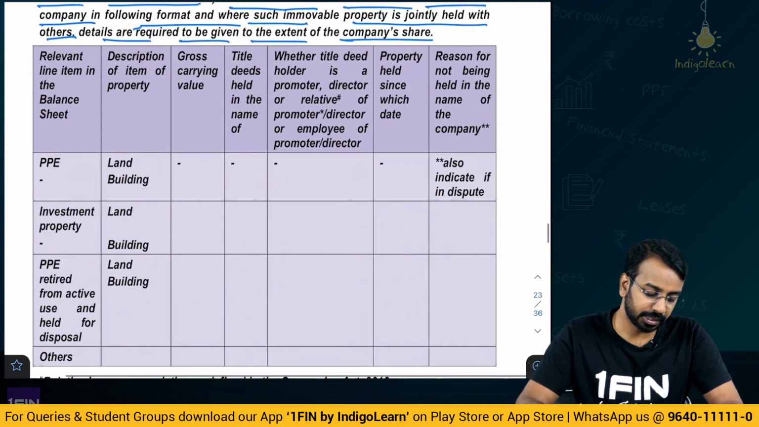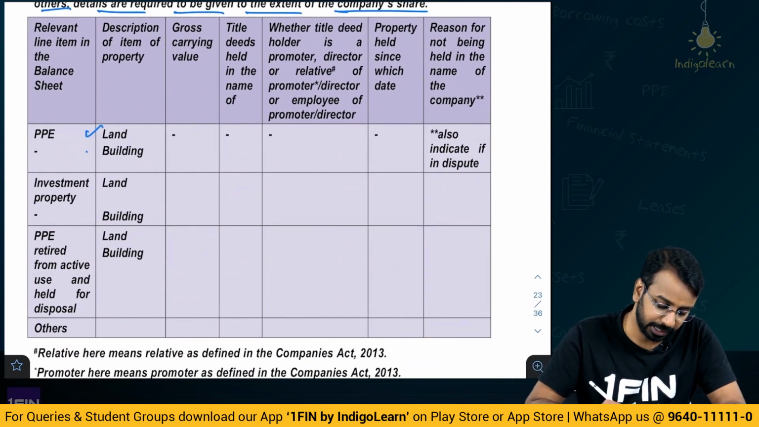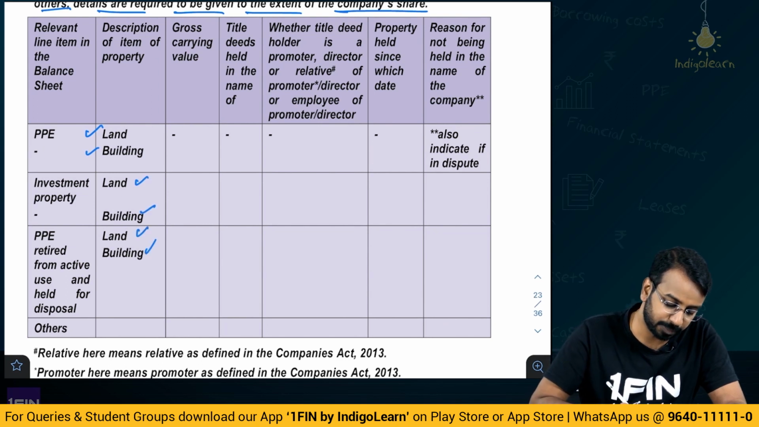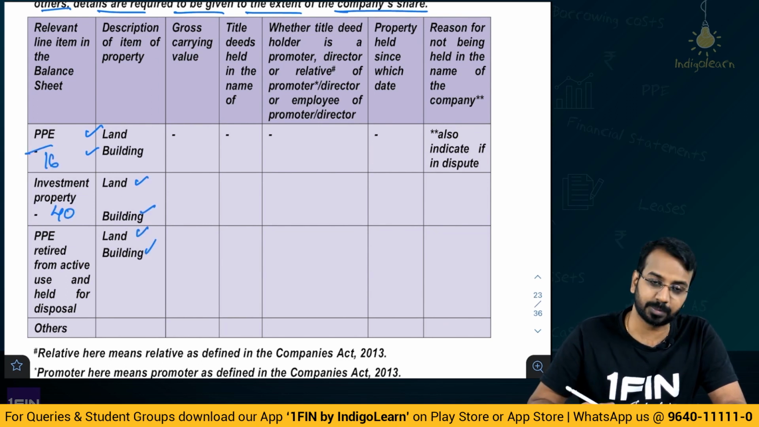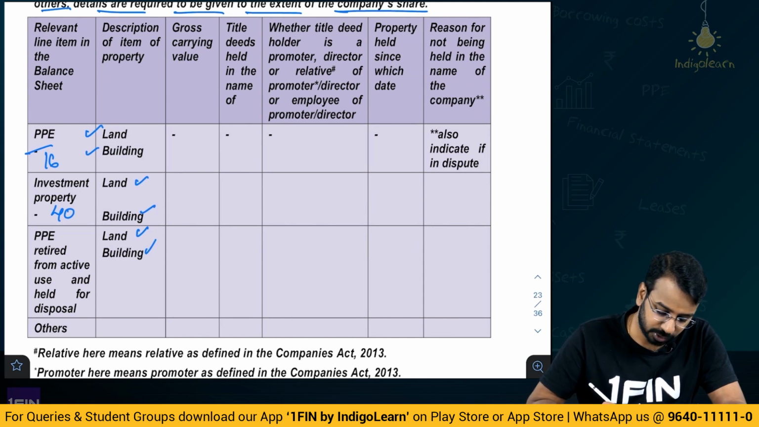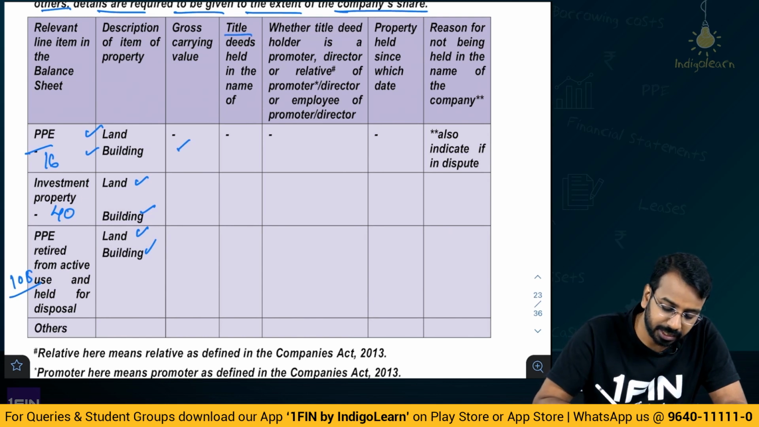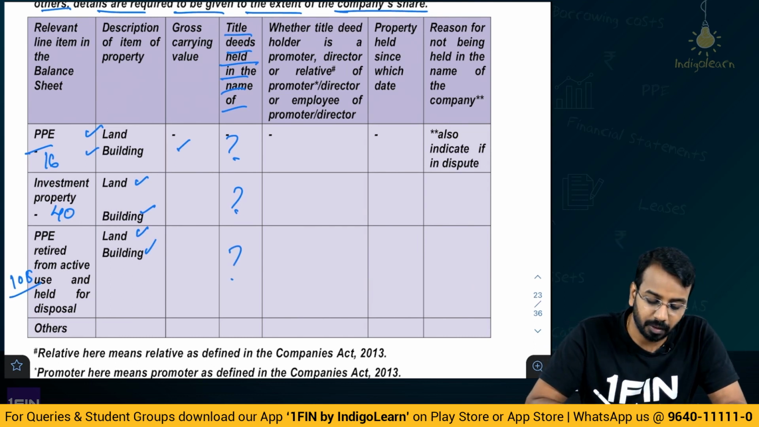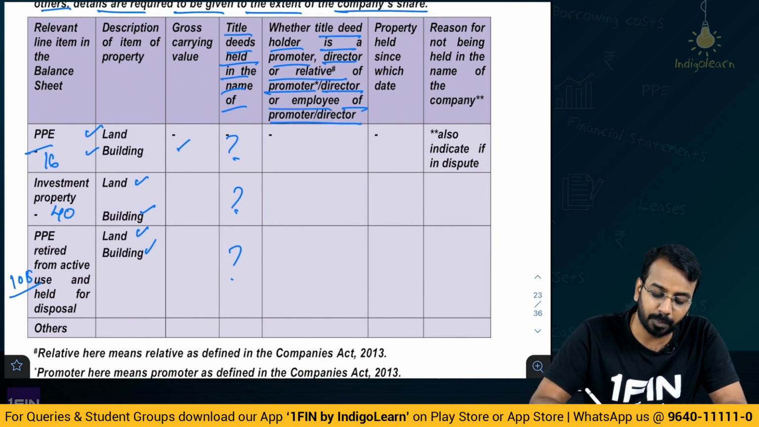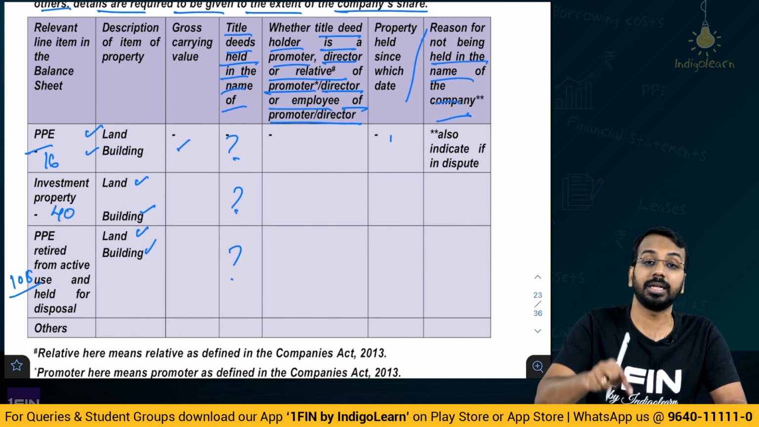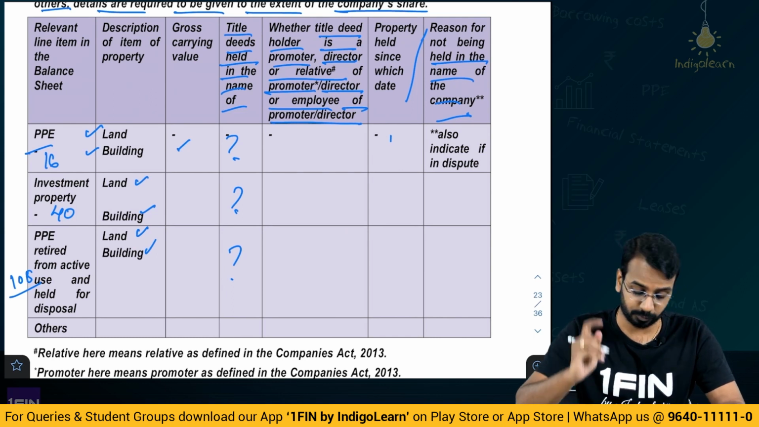Now, these immovable properties can be your land or building, in 3 categories: PPE as per Ind AS 16, investment property as per Ind AS 40, and assets retired from active use and held for disposal as per Ind AS 105, or any other. What is the gross carrying value? Then, in whose name is the title deed held? Whether the title deed holder is a promoter, director, or relative of the promoter or director, or an employee of the promoter or director, that you have to disclose. Property held since which date? Reason for not being held in the name of the company. Why are you not holding the title deeds in the name of the company, that you have to disclose.